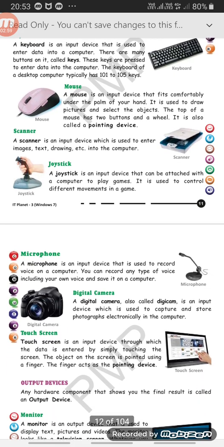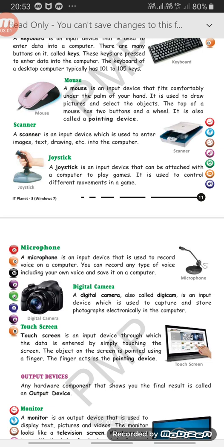Then a microphone is an input device that is used to record voice on a computer. So if we want to record our voice, we'll be using a microphone. You can record any type of voice including your own voice, and we can save it on a computer. Digital camera, also called digicam. So these days all our mobiles have digicams, right? So we can capture and store images, photographs and videos.